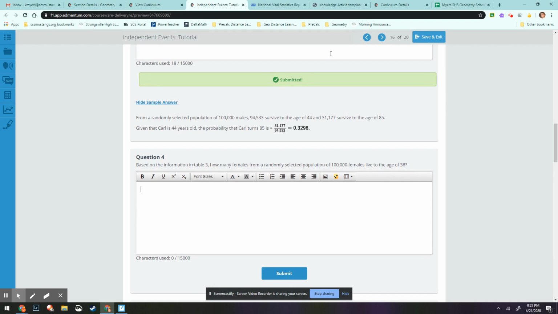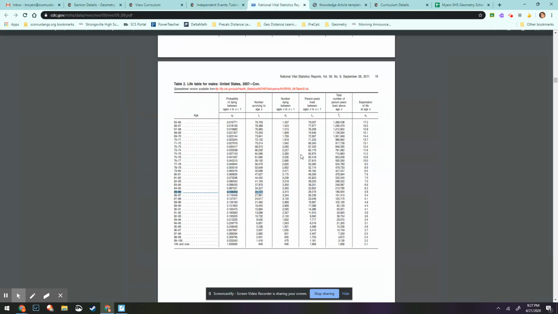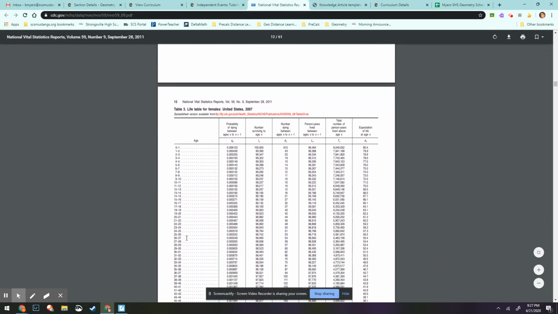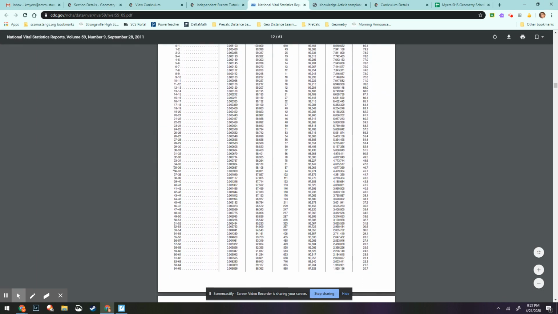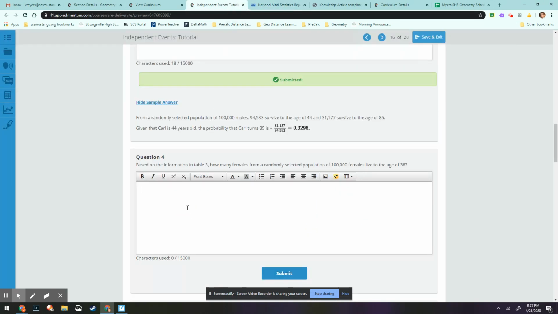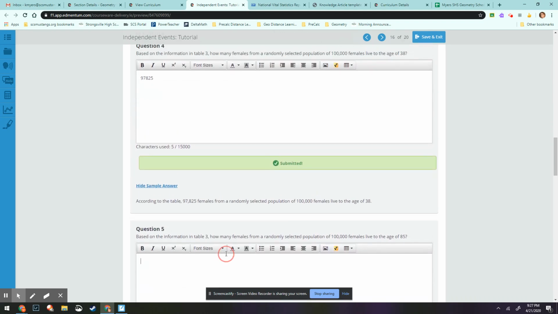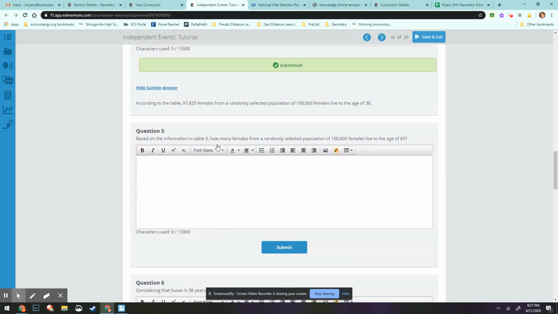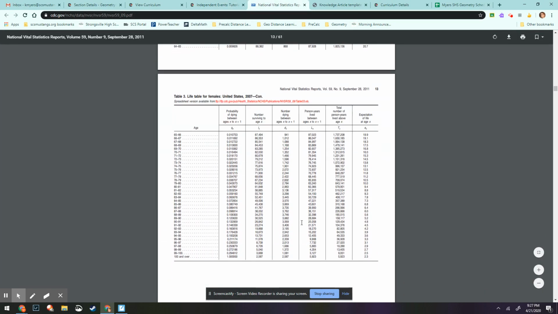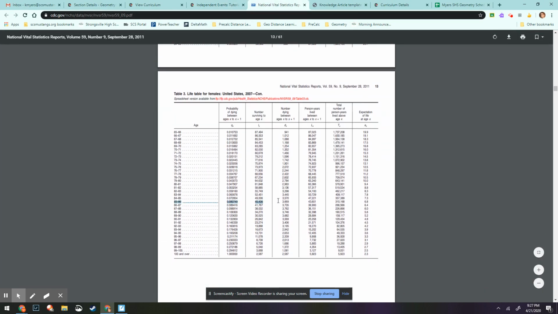Now, based on this table, how many females live to be the age of 38? So we'll go to the female table. 38 is right here. That's 97,825. And then how many live to be 85? So let's look here for 85. 45,436.